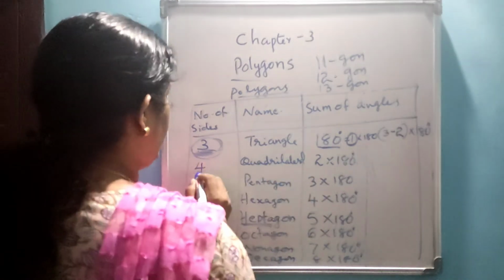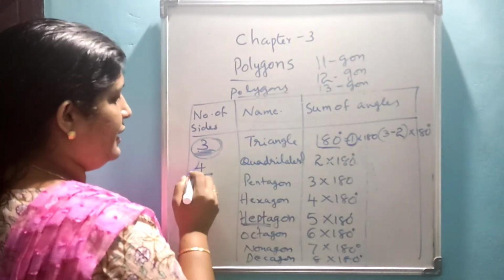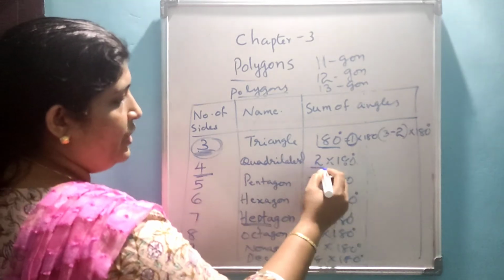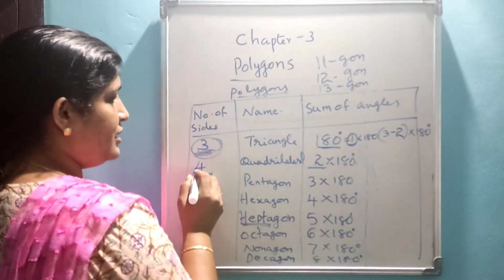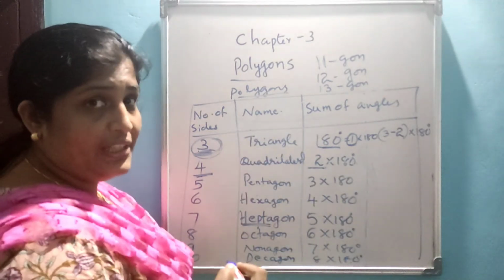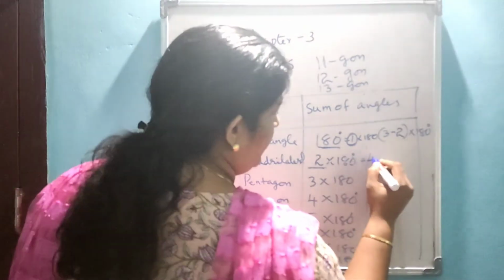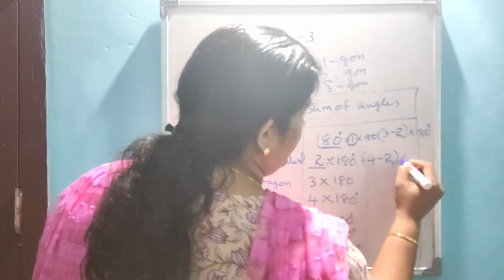Then in the second case, the number of sides is equal to 4 and here we have 2 into 180. Then how do we connect the number of sides and sum of angles? That is equal to 4 minus 2 into 180.